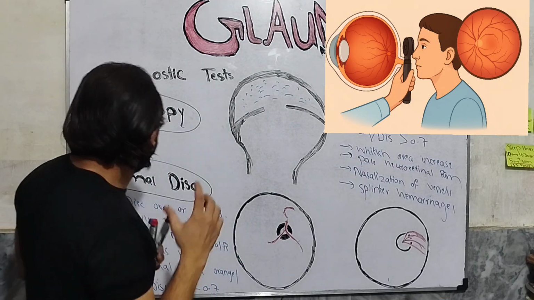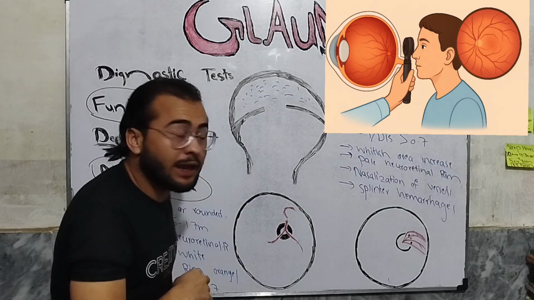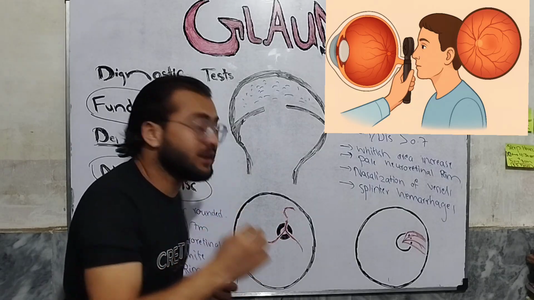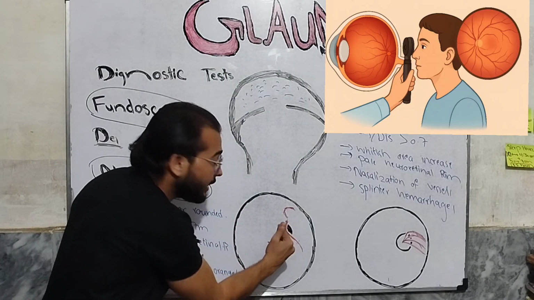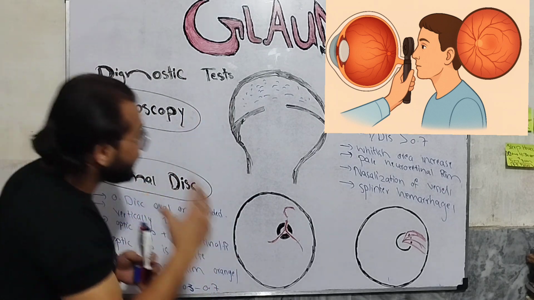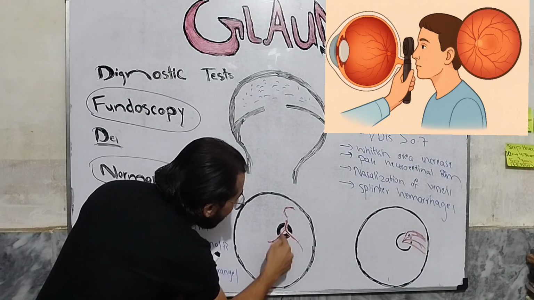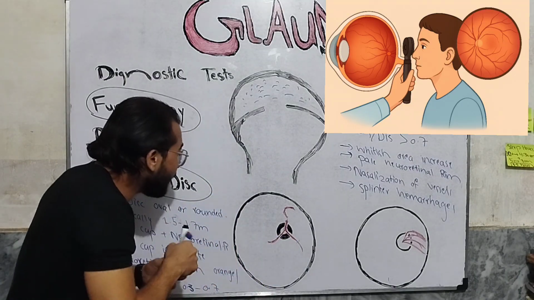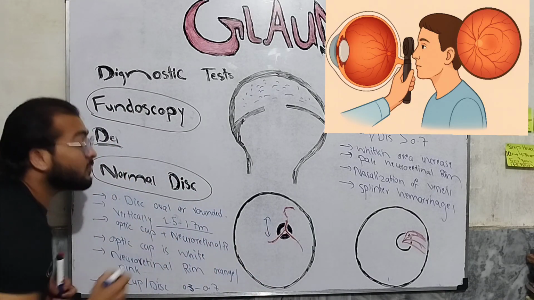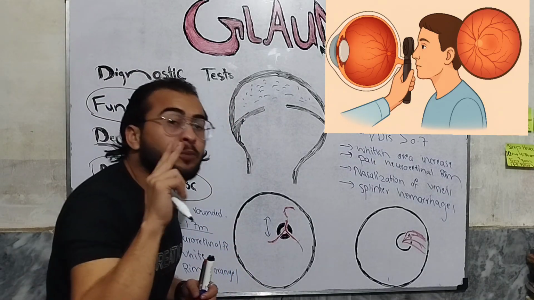In the normal optic disc, this is the fundus of the eye. We have the optic nerve head, which is also called the optic disc. It is present at the posterior and medial region of the fundus. The normal optic disc is an oval or rounded structure with a vertical diameter of about 1.5 to 1.7 millimeters. This optic disc is composed of two parts.